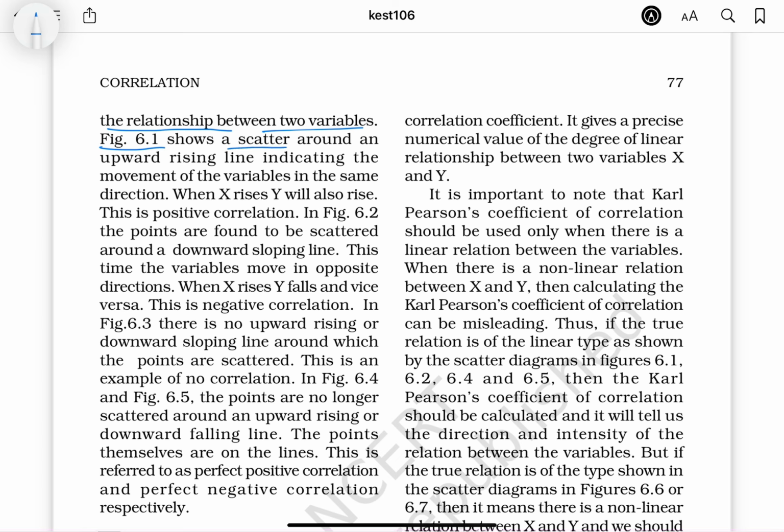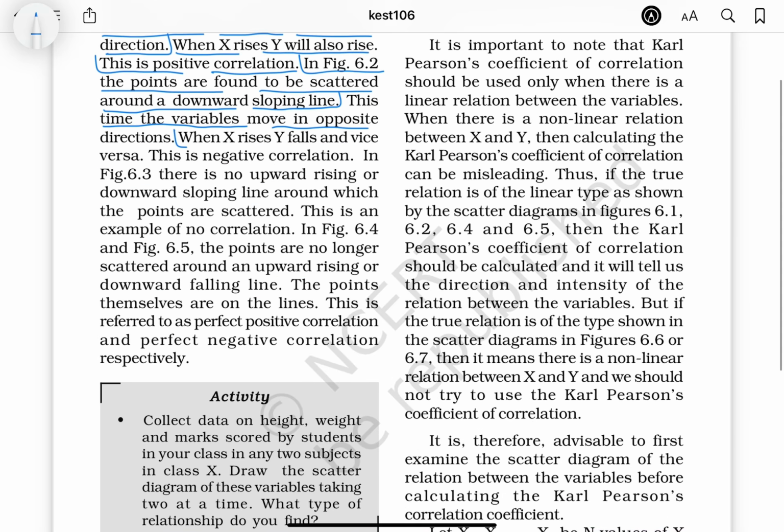Figure 6.1 shows a scatter around an upward rising line indicating the movement of the variables in the same direction. When x rises, y will also rise. This is positive correlation. In figure 6.2, the points are found to be scattered around a downward sloping line. This time the variables move in opposite directions. When x rises, y falls, and vice versa.